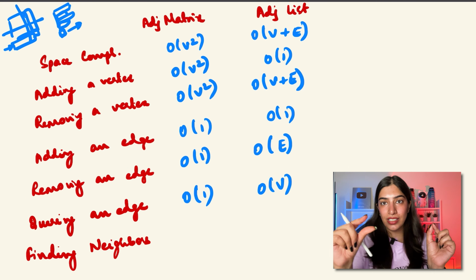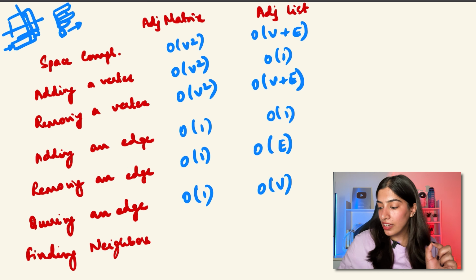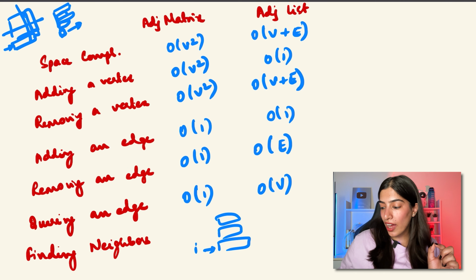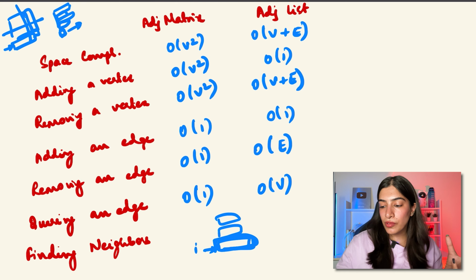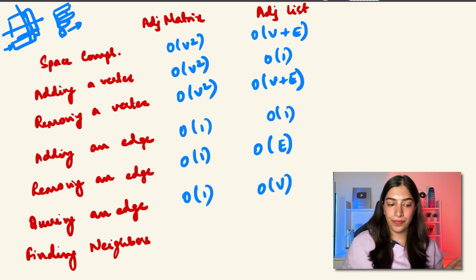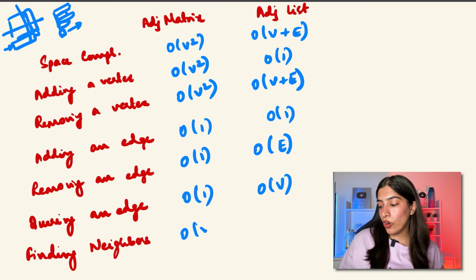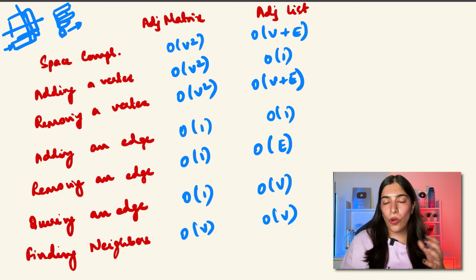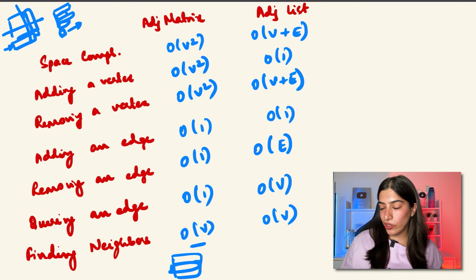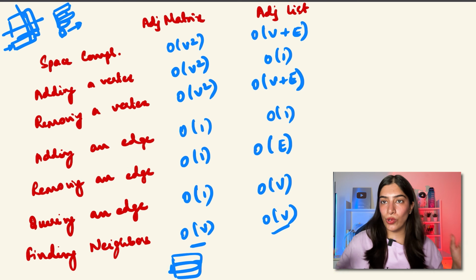Because in the list for this ith element, so if these are your lists, for this ith element, you will have to go through all the nodes in this list, correct? What are the maximum number of nodes that are possible? Order of V. Finding neighbors is going to take us order of V in both the cases. Why? Because here also we will have to go through the entire row or entire column. Here also we will have to go through one entire list, which in the worst case will be order of V.